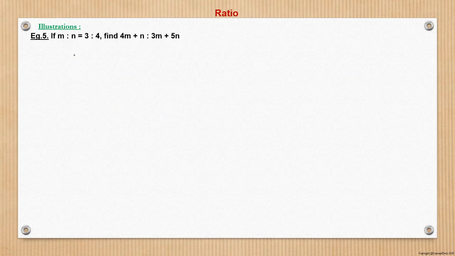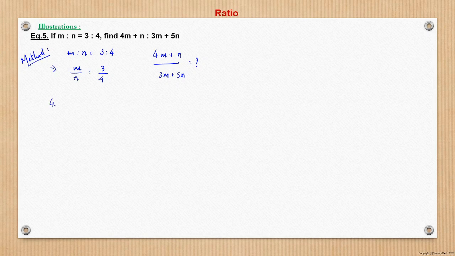Now this is another problem where it is said that m ratio n is 3 is to 4, which we can write as m by n as 3 by 4, because ratio and fraction are the same thing. We have to find the value of (4m plus n) by (3m plus 5n) is equal to what? Method 1.